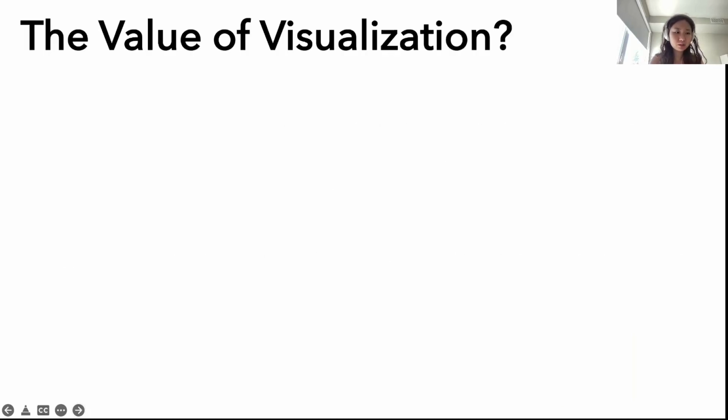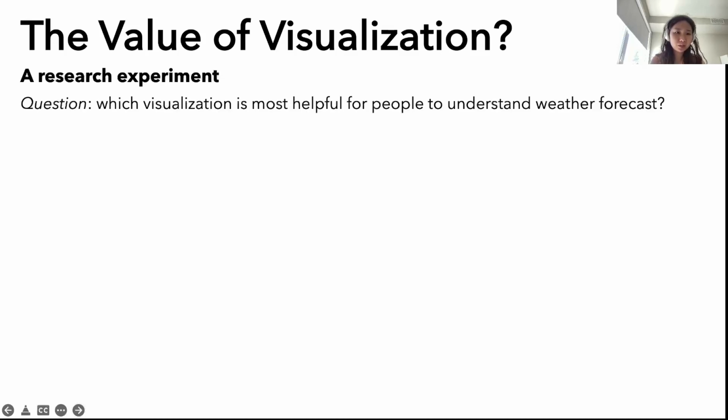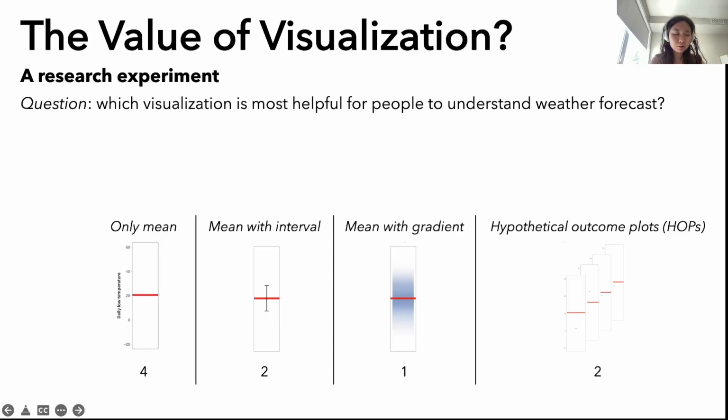So visualization researchers may wonder about the following question. What is the value of a visualization? Suppose there is a research experiment that's published in a paper, and the research question is, which visualization is most helpful for people to understand a weather forecast? These are four different visualization strategies for comparison, only displaying the mean, the mean with confidence interval, the mean with gradient, and hypothetical outcome plots. So participants are asked to complete a task to evaluate their understanding of the visualization.